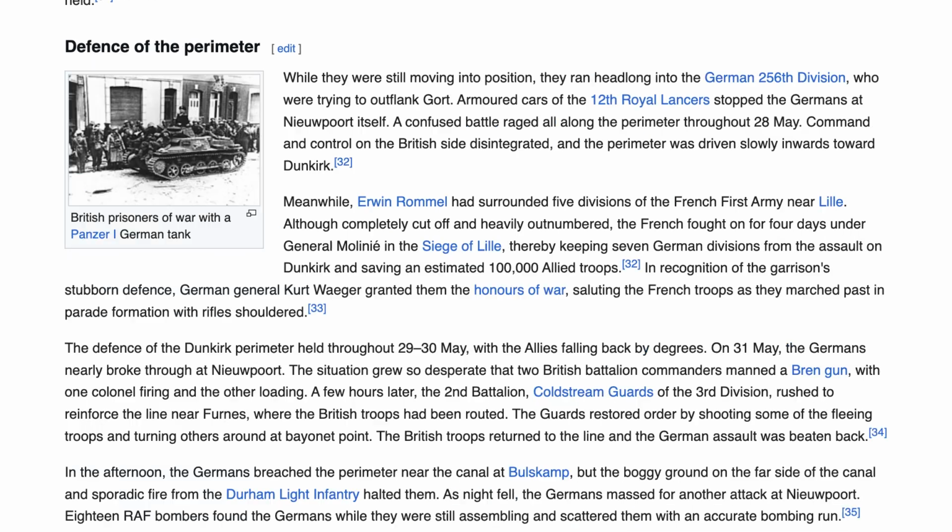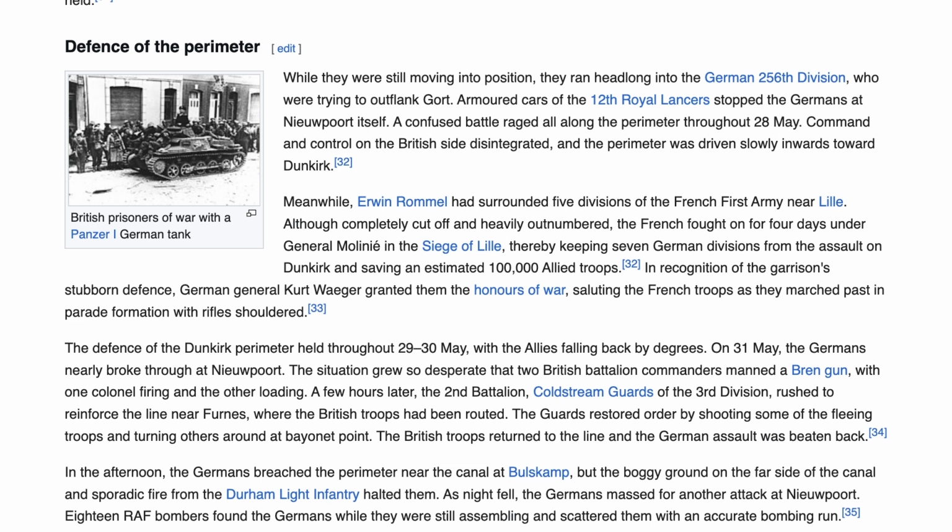Defense of the perimeter. While they were still moving into position, they ran headlong into the German 256th Division, who were trying to outflank Gort. Armored cars of the 12th Royal Lancers stopped the Germans at Nieuport itself. A confused battle raged all along the perimeter throughout the 28th of May. Command and control on the British side disintegrated, and the perimeter was driven slowly inwards toward Dunkirk.